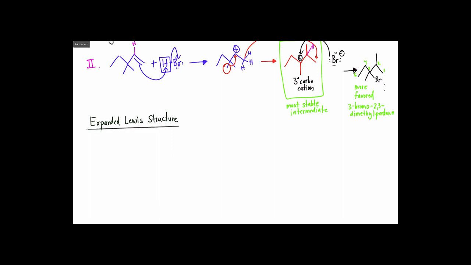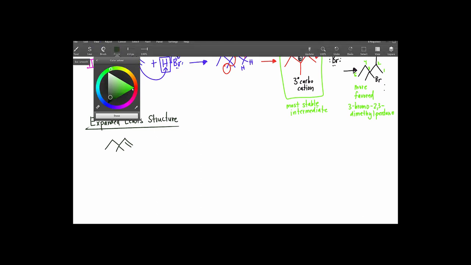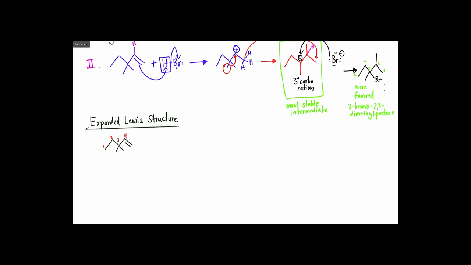Okay, so if I write out the expanded Lewis structure, let's draw the skeletal first. There are 1, 2, 3, 4, 5 carbons. So I need to make a line of 5 carbons: 1, 2, 3, 4, 5. Between 4 and 5, I need to put a double bond.